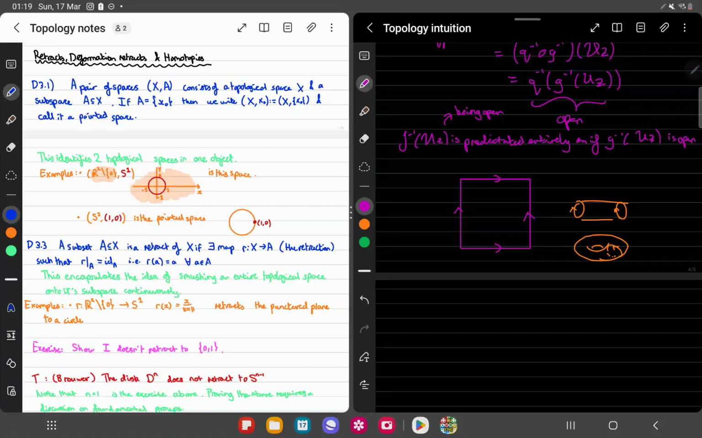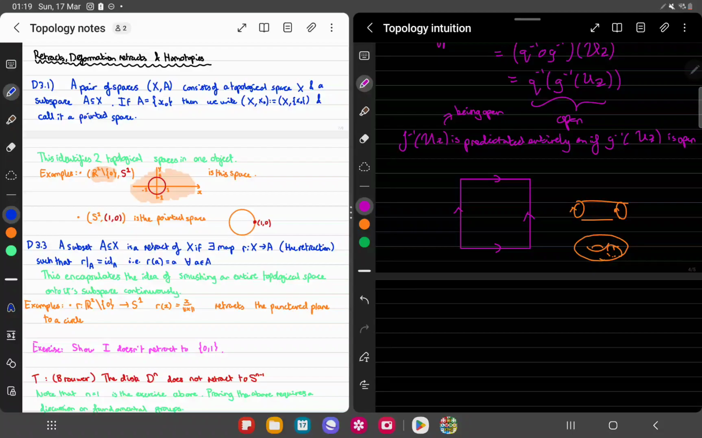So it's kind of obvious. The first example that I saw in the notes was the entire plane and S1, just the circle, and the entire plane. That's a pair of spaces because S1 is a subspace of the punctured plane. You could also not delete the point, and it's also a subspace, but whatever.